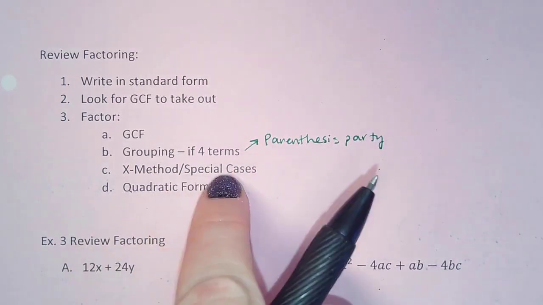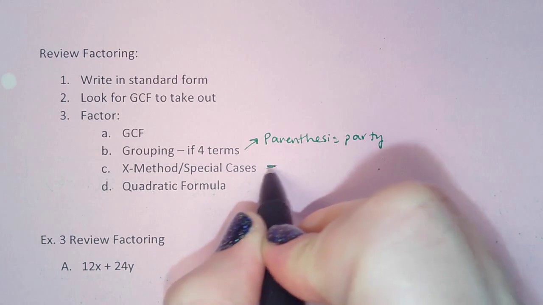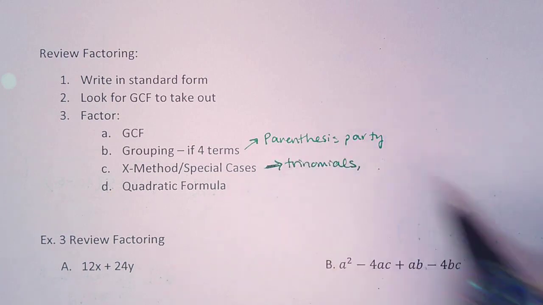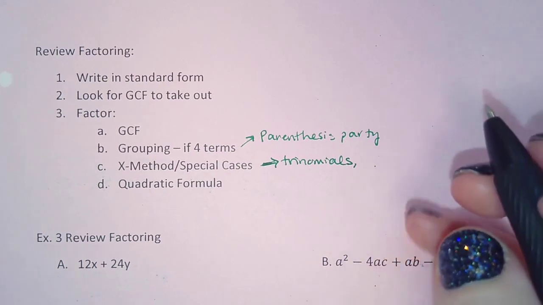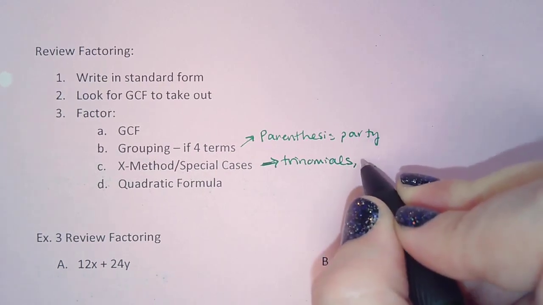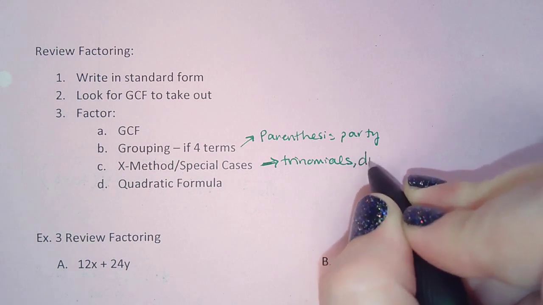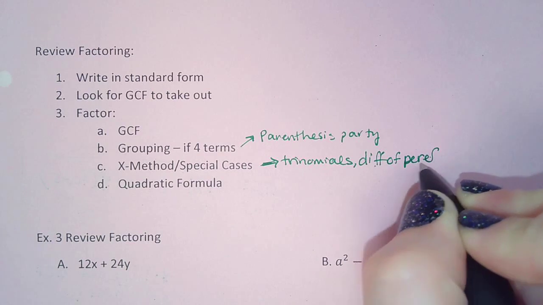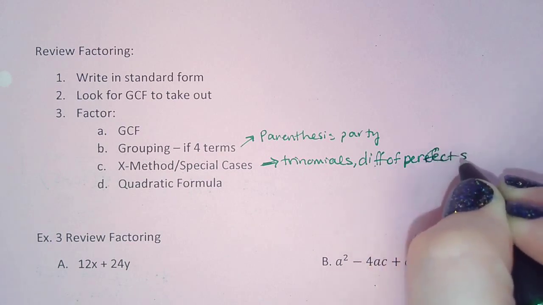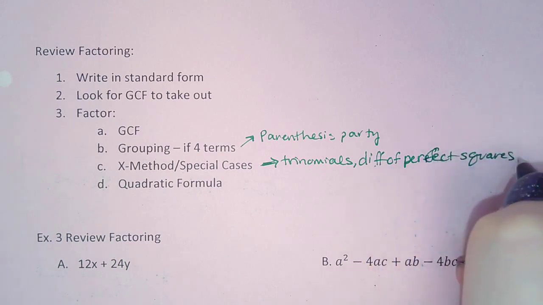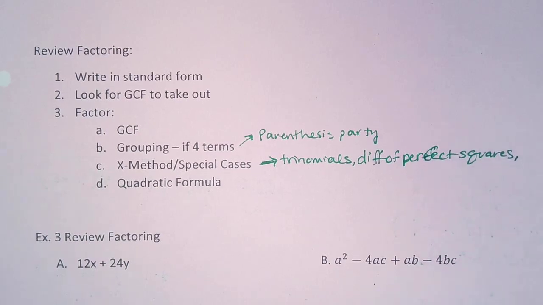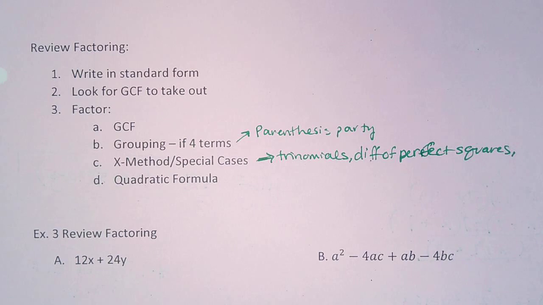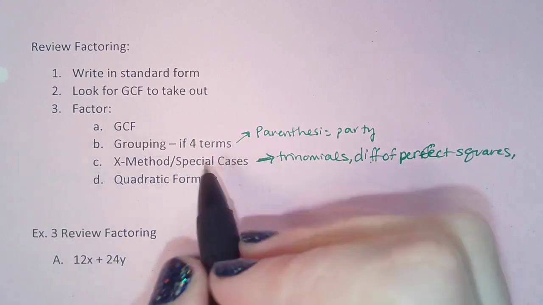X method or special cases. So this is when we have trinomials, or if we have difference of perfect squares, or if we have those perfect square trinomials, we can use that. Quadratic formula, we will learn soon. Okay, so we don't know this one yet.